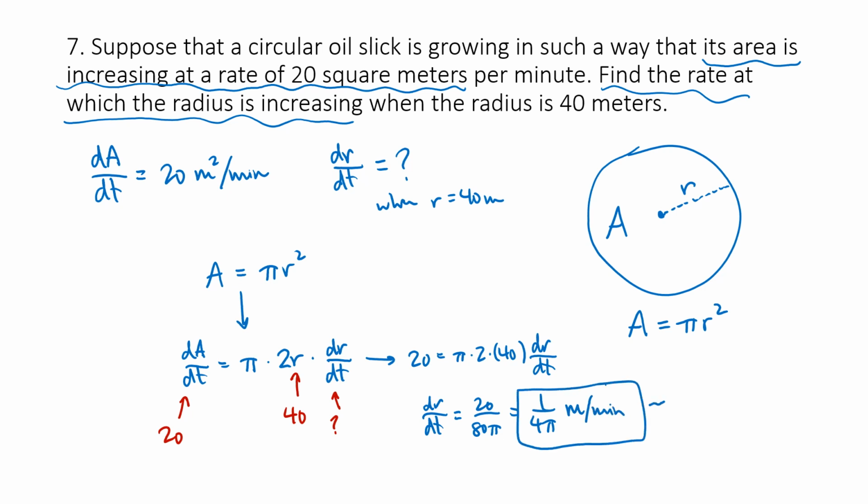And then as an approximate answer, I plug 1 divided by 4 pi into my calculator, and that works out to be about 0.08. Make sure you put the 4 pi in parentheses, and that's going to give me meters per minute. So in this problem, I asked for an exact answer and an approximate answer, so those are my two answers there.